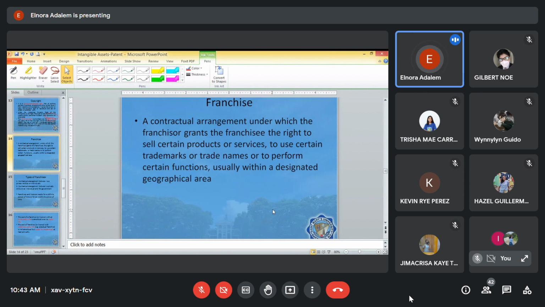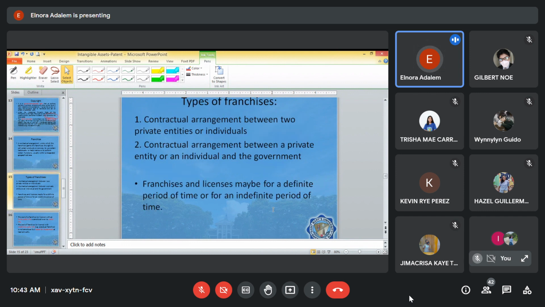Okay, next we have franchise. This is a contractual arrangement under which the franchisor grants the franchisee the right to sell certain products or services, to use certain trademarks or trade names, or to perform certain functions, usually within a designated geographical area. So there are two types of franchises. It may be a contract between two private entities or individuals. It may be a contract between a private entity or an individual and the government. And franchises and licenses may be for a definite period of time or for an indefinite period of time.